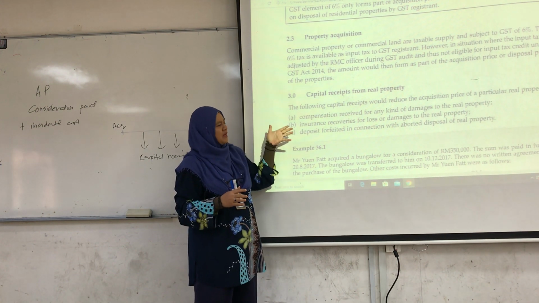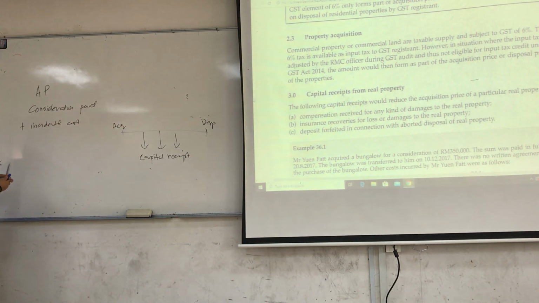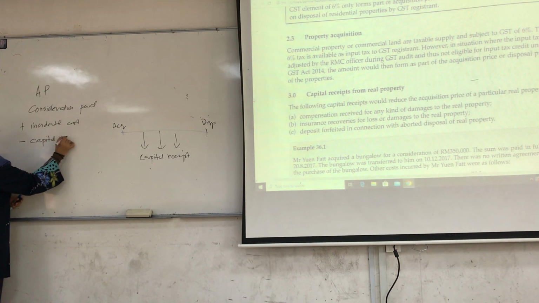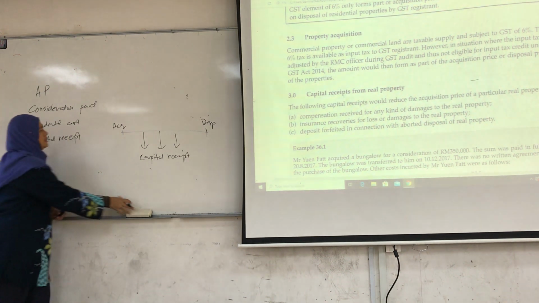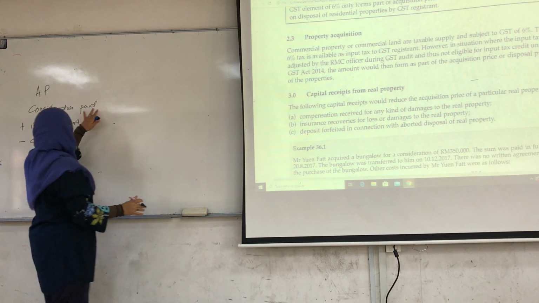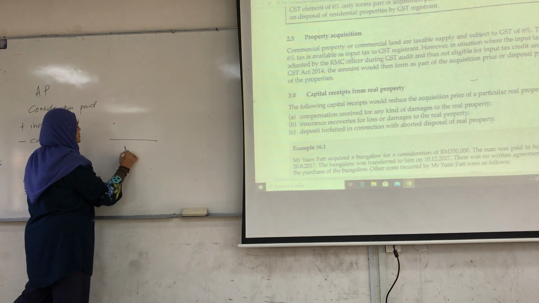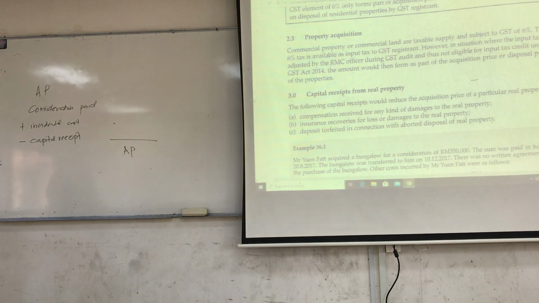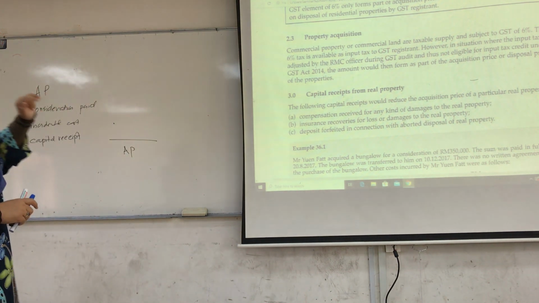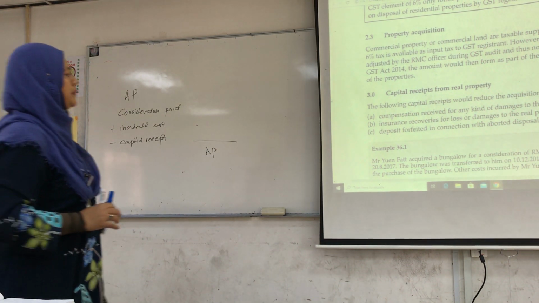So what is the importance of these capital receipts? Whatever money that you receive, the capital receipts is given as a deduction here, minus capital receipts. So when you have that, you have your consideration paid for the house, any incidental cost, and any capital receipt received. This is your acquisition price. When I say that acquisition price is a statutory concept, it's not simply the amount that you pay for the house, but it's comprised of these 1, 2, and 1 and 2. Okay? Alright. So let's look at an example here.